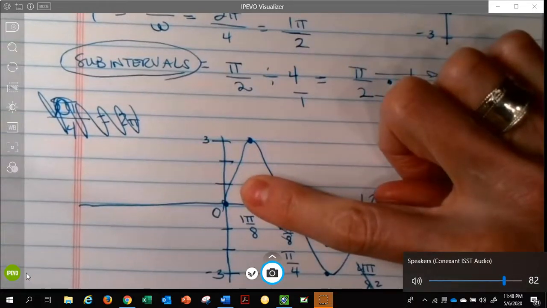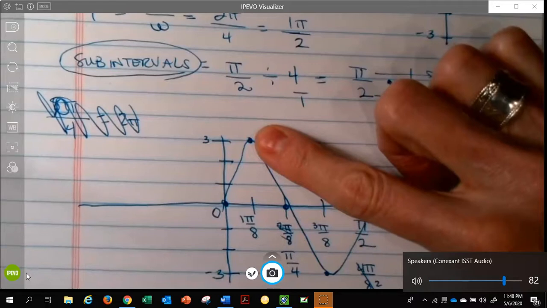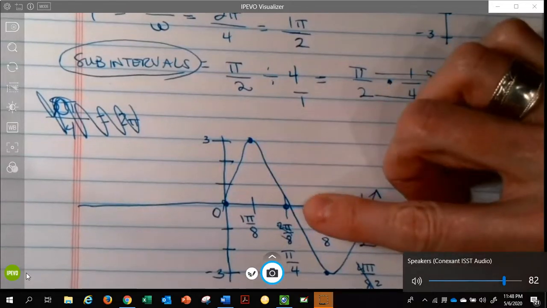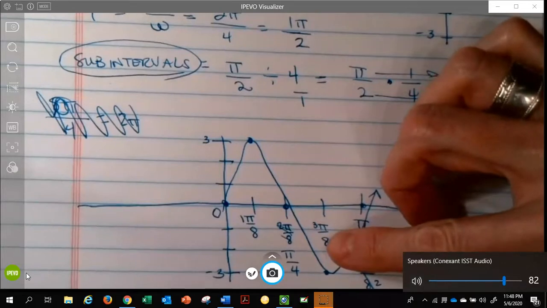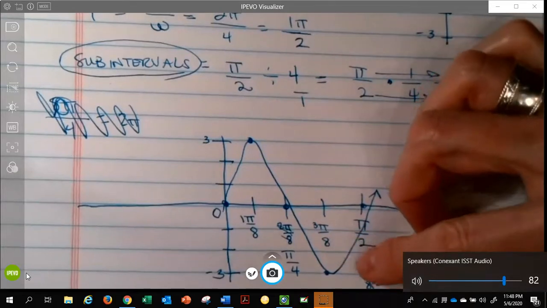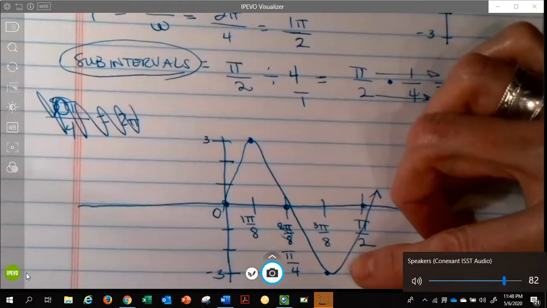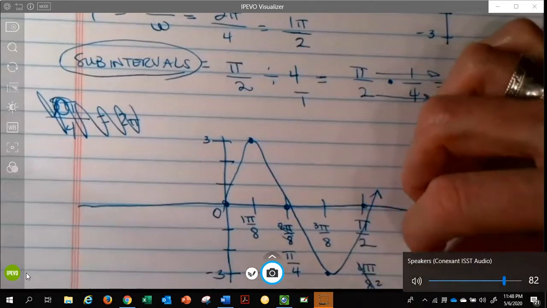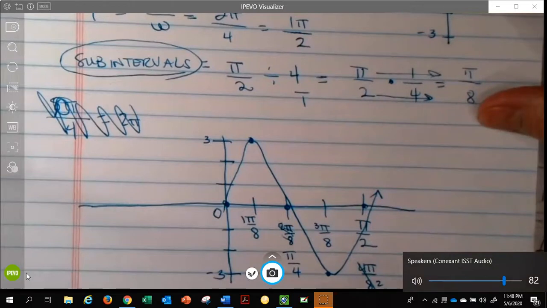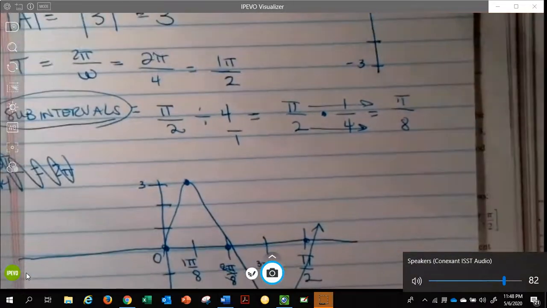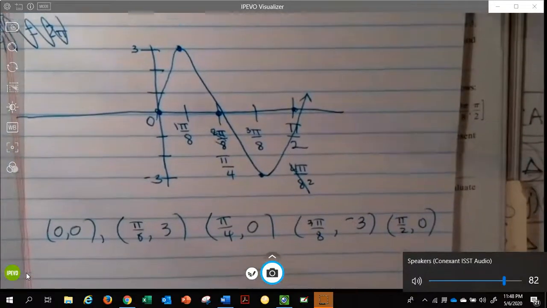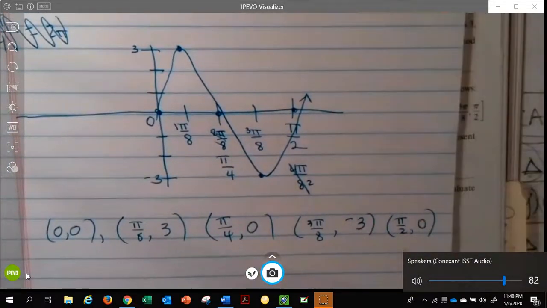I've got a 0, 0. Right here, I've got a pi over 8 that goes up to 3. Right here, I've got what I'm going to call pi over 4, and it's at 0. My 3 pi over 8, it is at the low point, negative 3, and then at pi over 2, I'm back up to 0. You couldn't see any of those that I was writing. And so I wrote all of these while I was talking, and there we go. So those are 5 key points. You'll have to identify that on your first test.